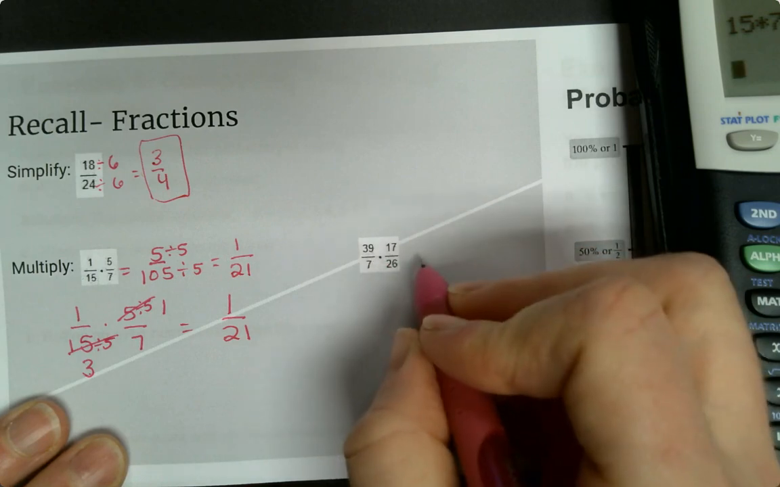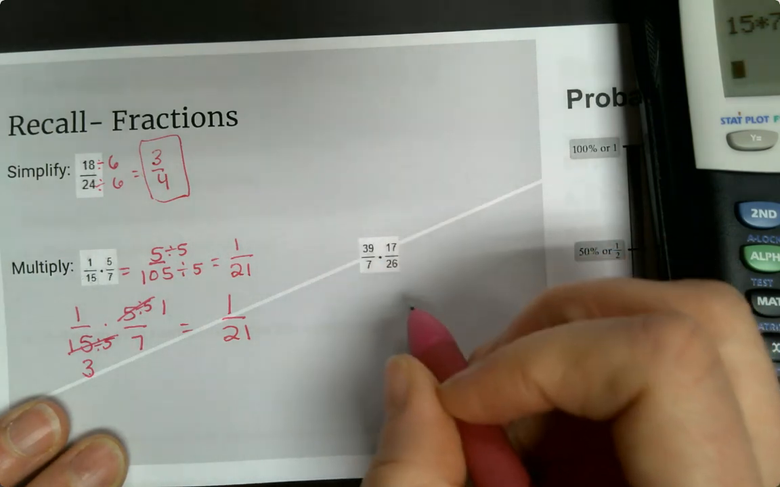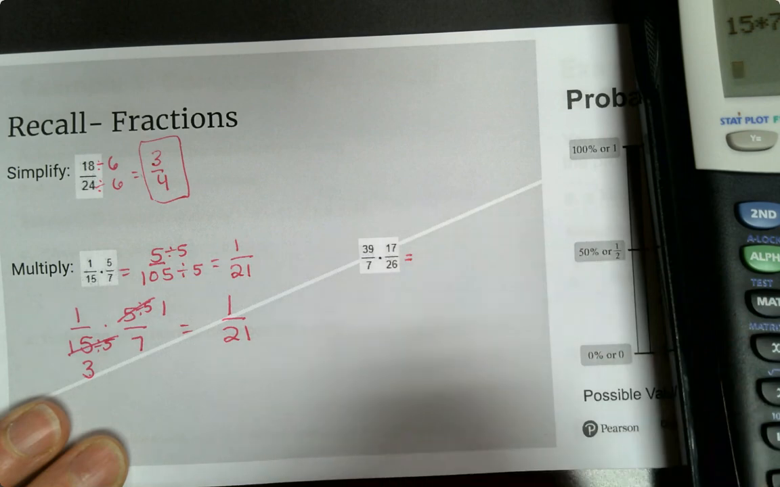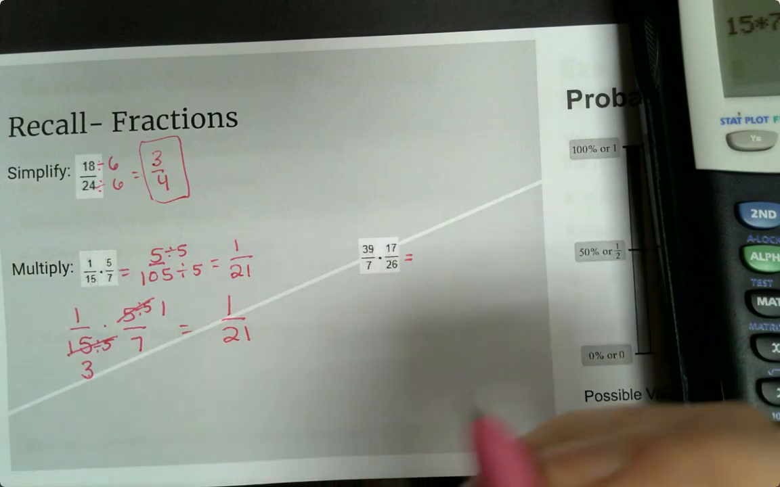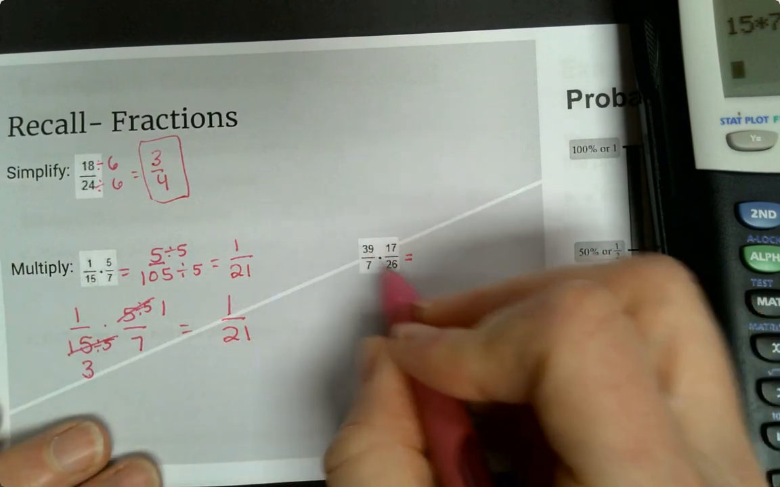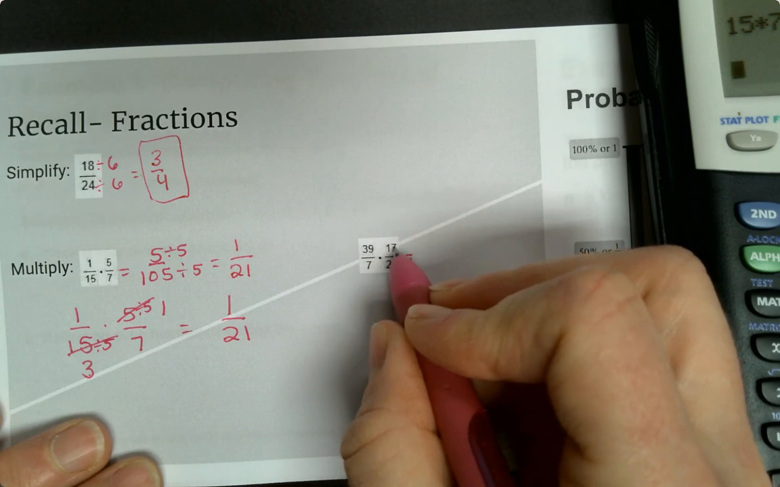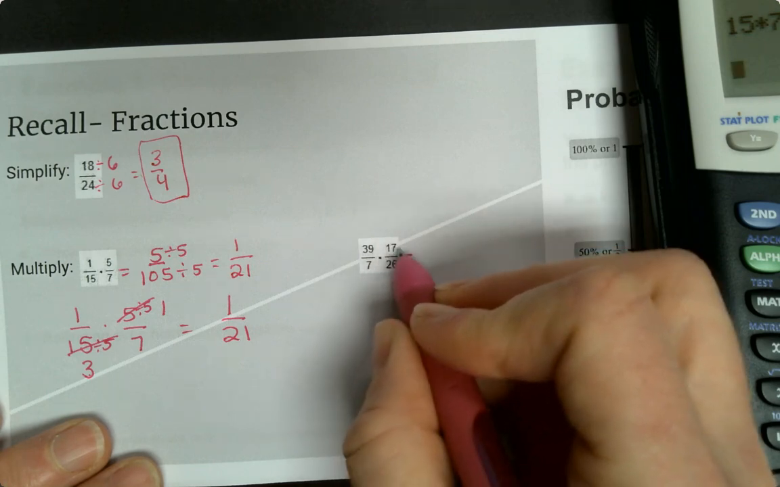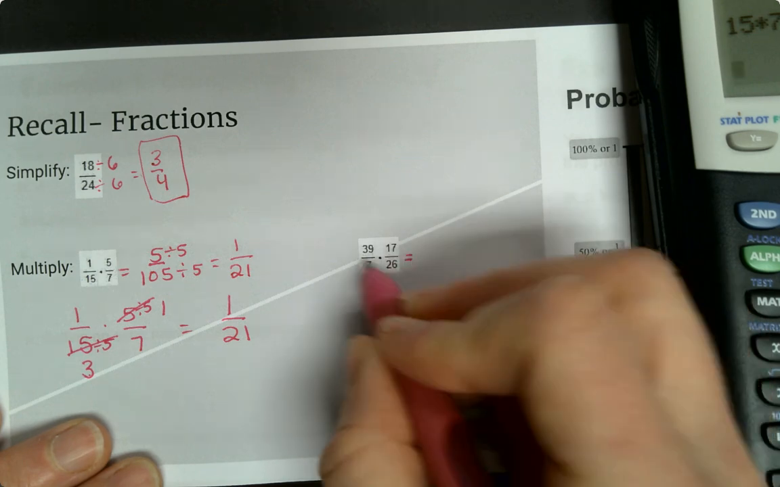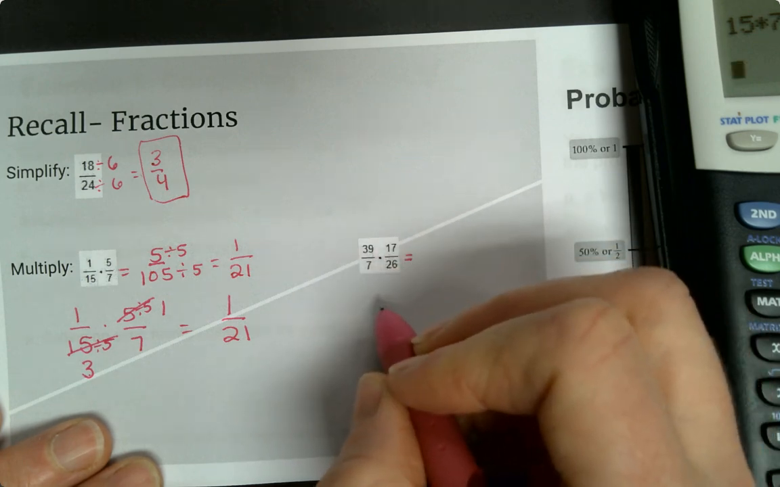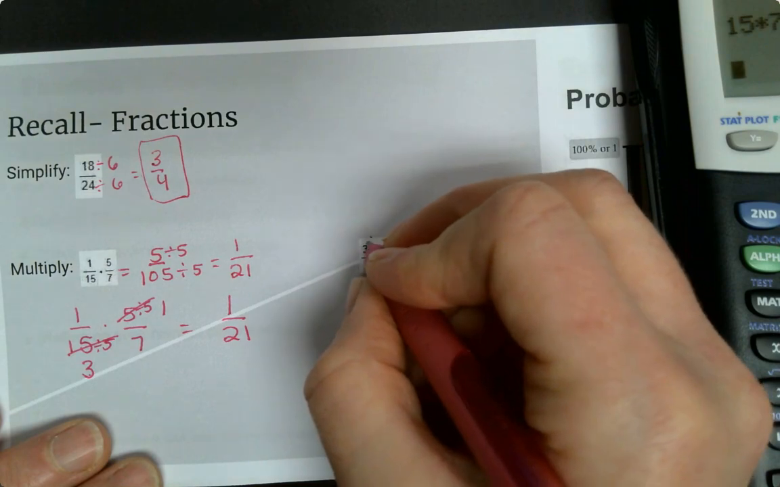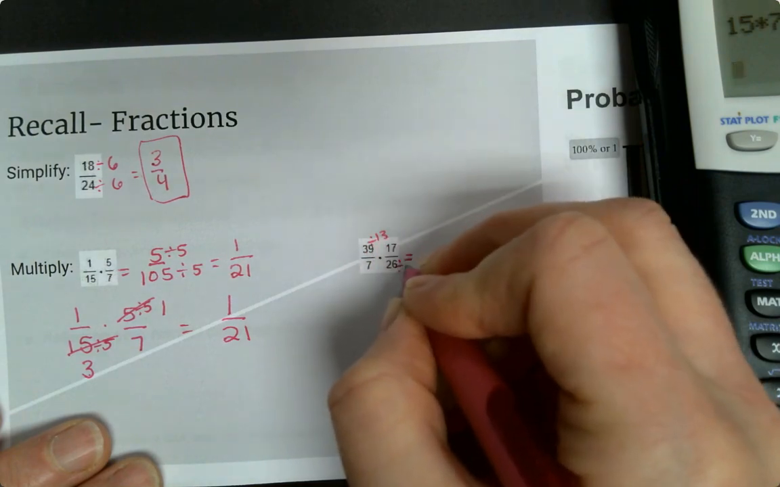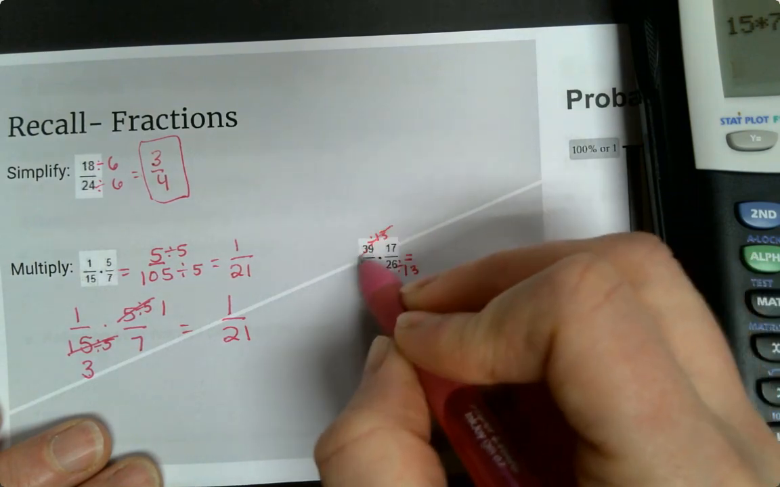Next one, top times top over bottom times bottom. These are big numbers. So you could look for a way to reduce it first, or you can use your calculator. But 7 and 17 are both prime, and 7 doesn't go into 17, so that's not going to work. But 39 and 26 have a multiple of 13, or a divisor of 13. So we can reduce that by 13.